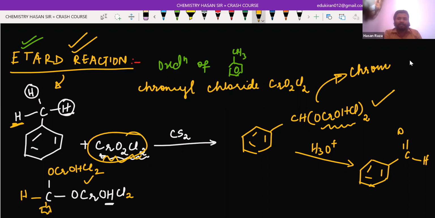This question has been asked on the preparation of aldehyde: what is the intermediate in between reactant and product, which one of the following is the correct intermediate? This is quite confusing, so you have to be careful. OCrOHCl2, and it will be twice, and after hydrolysis this will be eliminated. There are two questions in the last 5 years that have been asked on this, about the intermediate. What is the intermediate of the reaction? So please do write it and let me know when you are done with this.